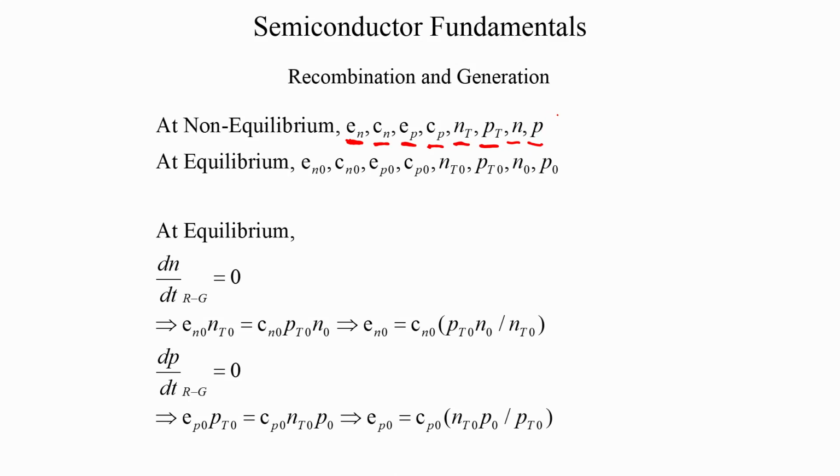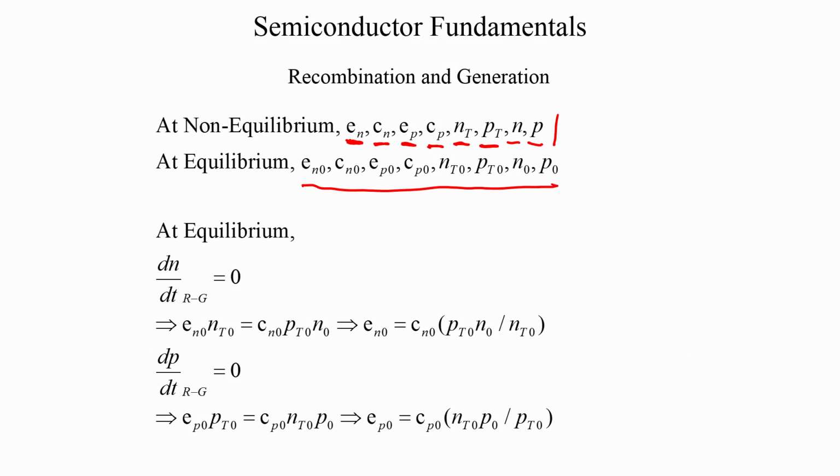Now, this is at non-equilibrium. At equilibrium we denote these variables with a special symbol, and we want to say that at equilibrium these values have a special value, which is given by the subscript O attached to all these parameters. So at equilibrium all these parameters take these values, and this is a special condition because everything is at equilibrium.